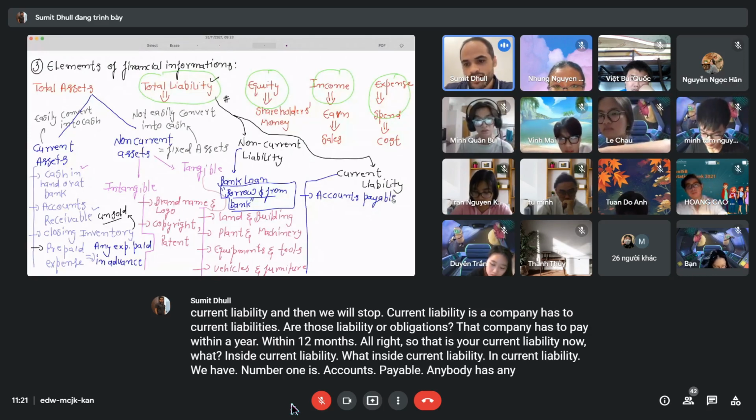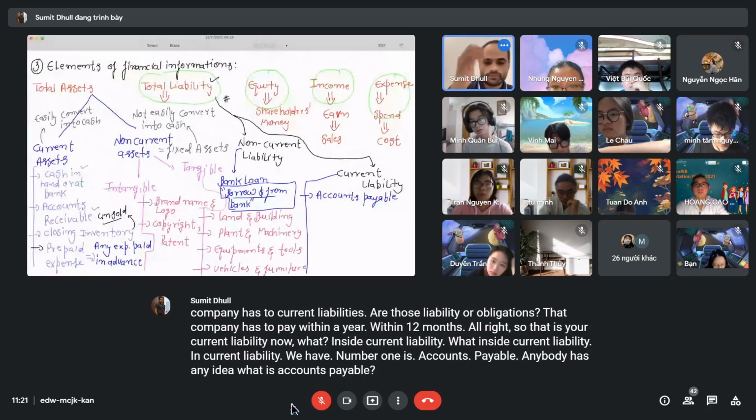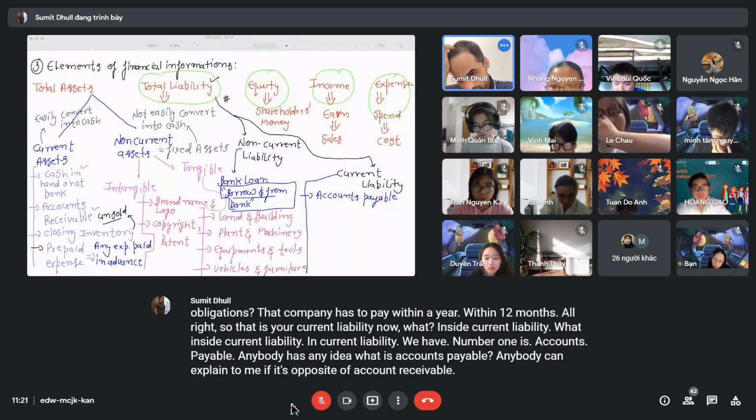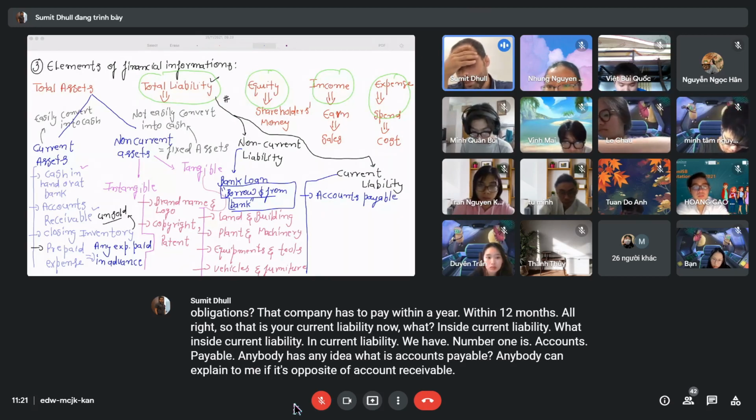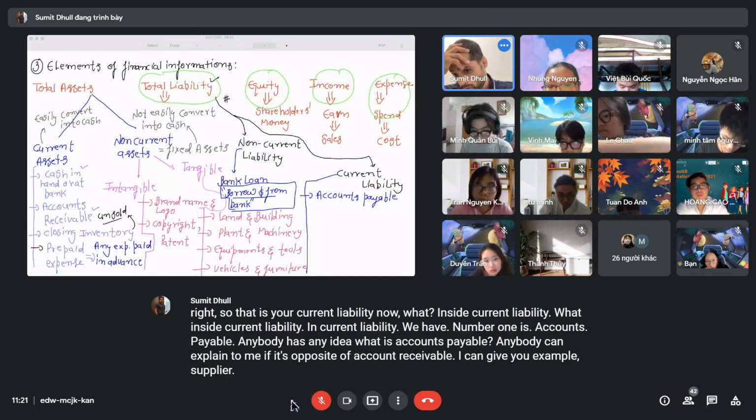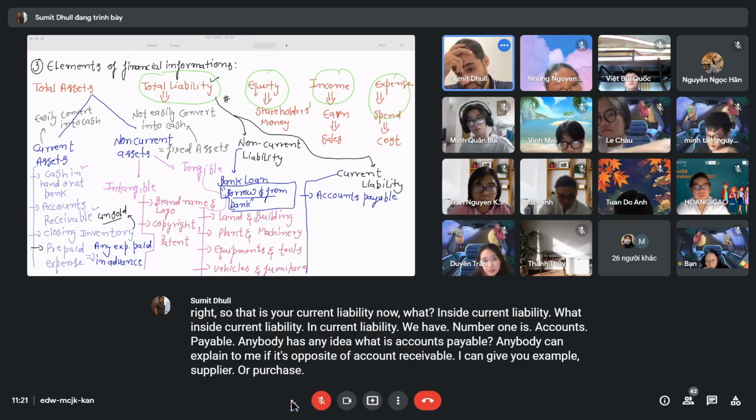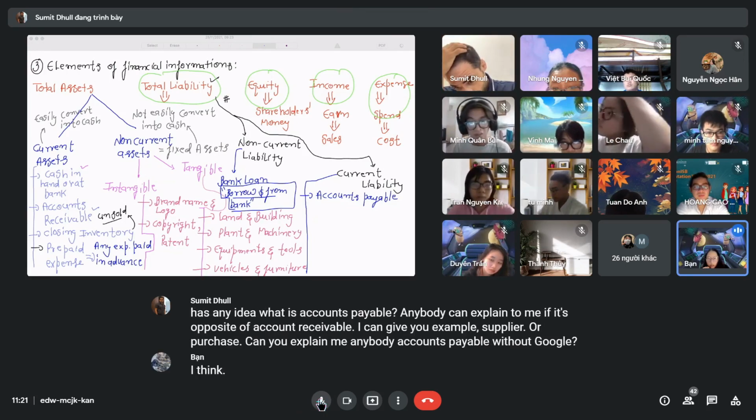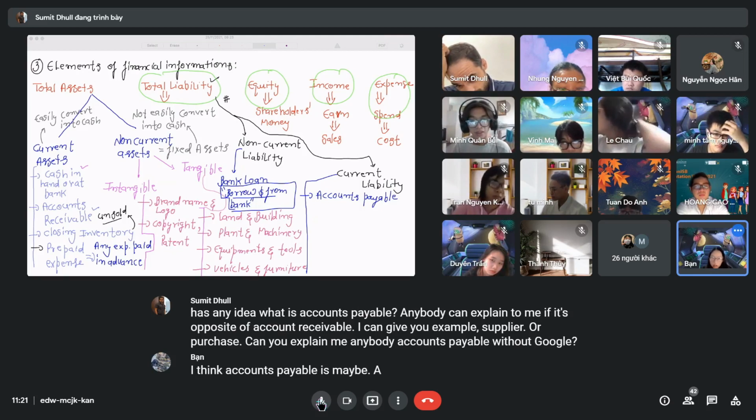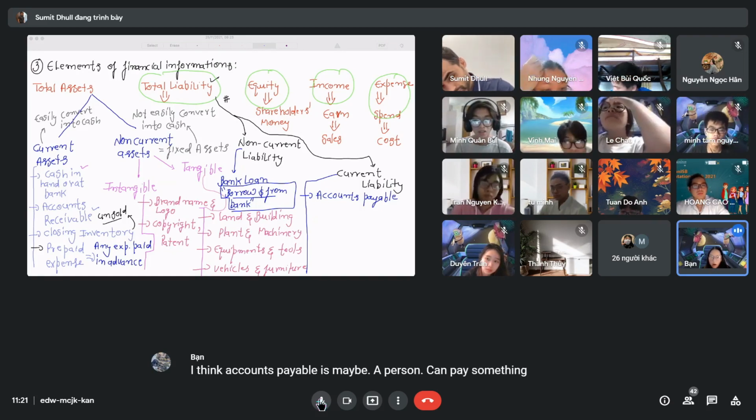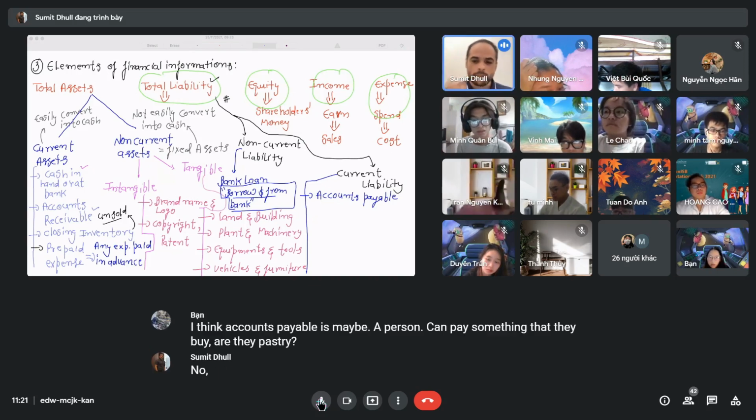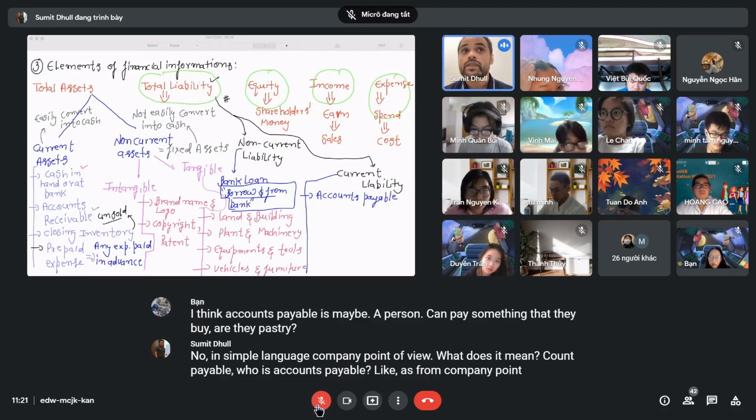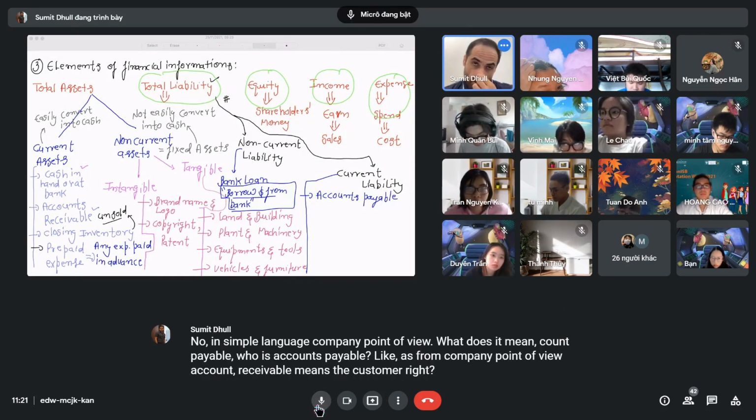Anybody has any idea what accounts payable is? Anybody can explain to me? It's the opposite of accounts receivable. I can give you an example, supplier or purchase. Can anybody explain accounts payable without Google? No, in simple language, from the company's point of view, what does accounts payable mean? I guess from the company's point of view, accounts receivable means the customer, right? Now, company's point of view.